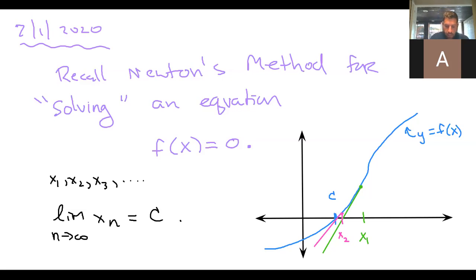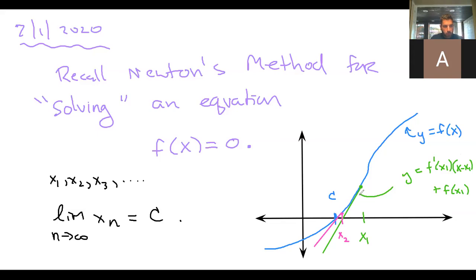If you look at this green line right here, it is y equals mx plus b, but we don't want to think of it that way. We know what it is from calculus. This line is y equals the derivative evaluated at x1, that's the slope, times x minus x1, and then of course plus f evaluated at x1. That is the point-slope equation of a line. So that's what this green line is.